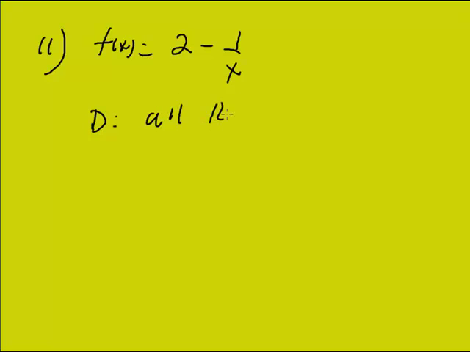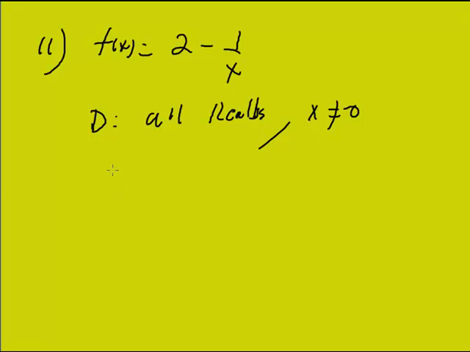But you will have to know all of these graphs next year. These are known as the basic graphs. Number 11. f of x is equal to 2 minus 1 over x. There's only one number I cannot use. What is my number that I cannot use? 0. So the domain is all reals, that x cannot equal 0. That's it.